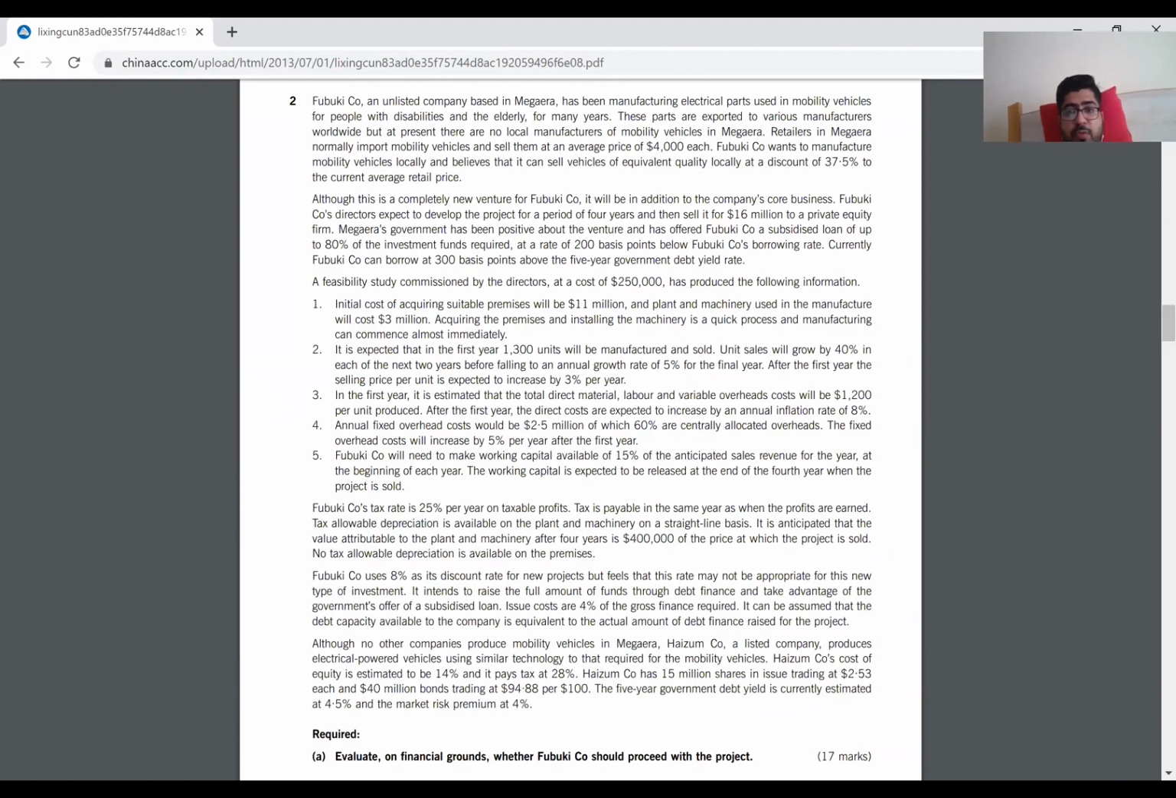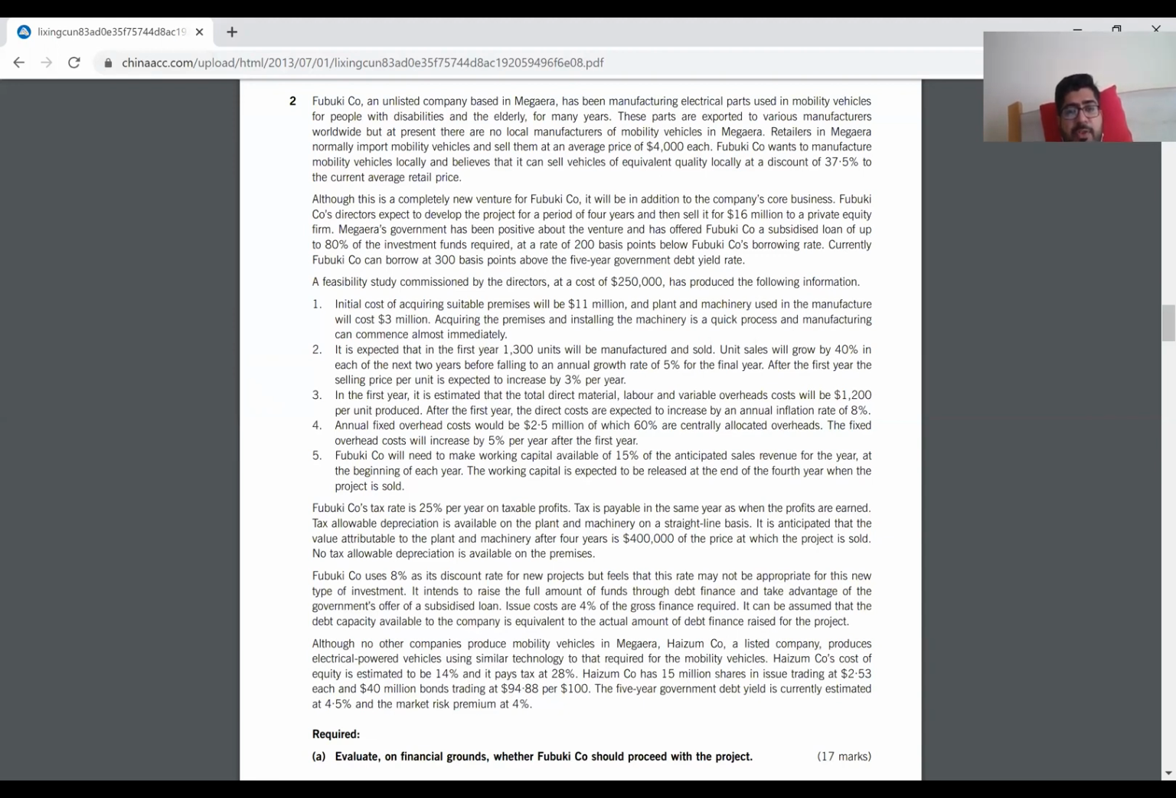So this is a completely new venture, in addition to the company's core business. Fubuki's directors expect to develop the project for a period of 4 years, then sell for 16 million. Megara's government is giving some subsidy, so note the subsidy, okay? A feasibility study commissioned by the directors at a cost of 250,000 has produced the following information. So the feasibility study, a research study commissioned by the directors at 250,000 cost, is a past cost. Initial cost of acquiring suitable premises will be 11 million. Plant and machinery used in manufacture will cost 3 million.